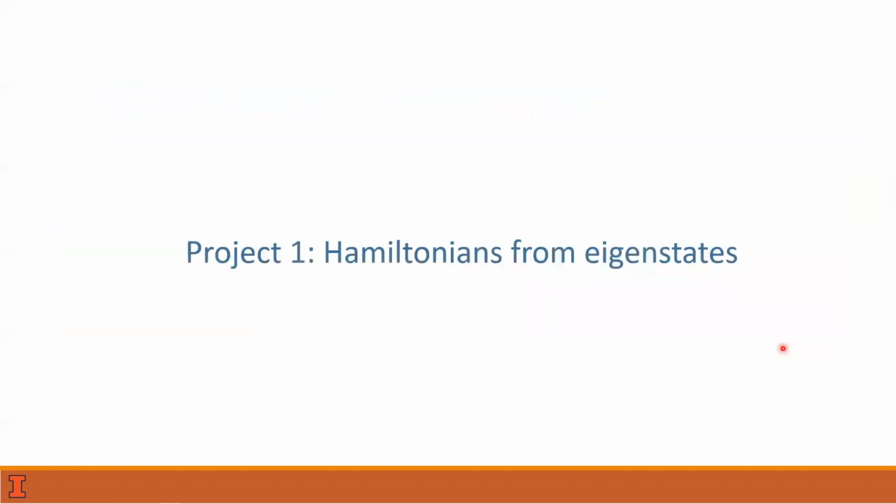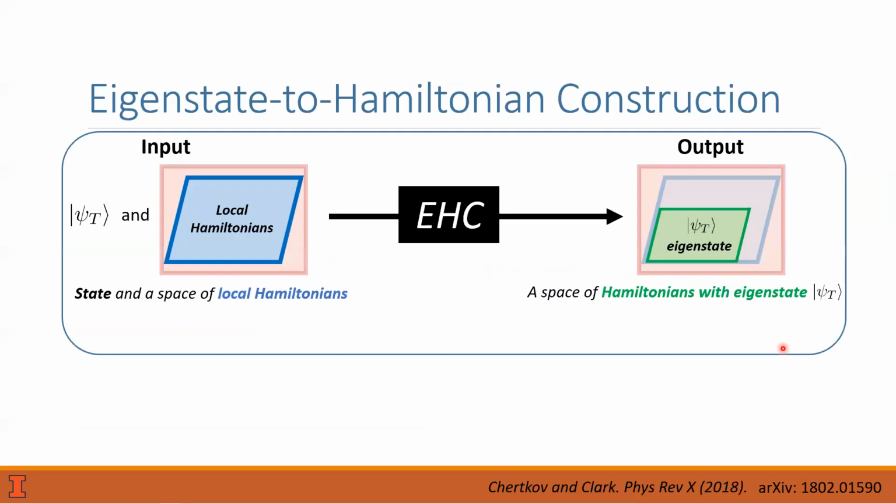Okay. So now let me go into the first project on finding Hamiltonians of certain eigenstates. So here's a schematic of the method called the eigenstate to Hamiltonian construction. It takes as input a state and a space of local Hamiltonians, which you provide as input by specifying some basis of operators for this space.